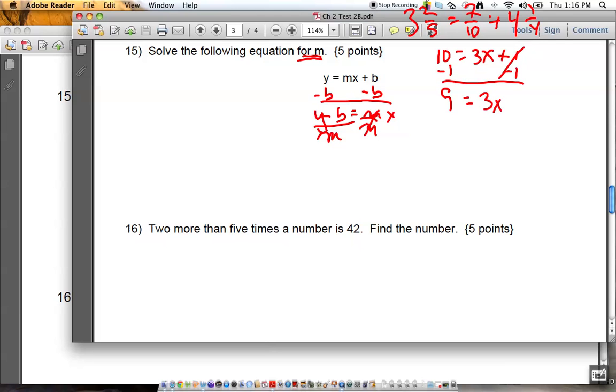Now, over here, 3x means 3 times x. I need to do the opposite, which is to divide. So likewise, it says mx here, so I do the opposite, which is divide. And that's why I get y minus b over there. Okay. All right, so that's a question worth 5 points on tomorrow's test.